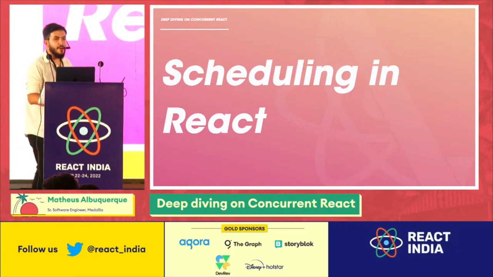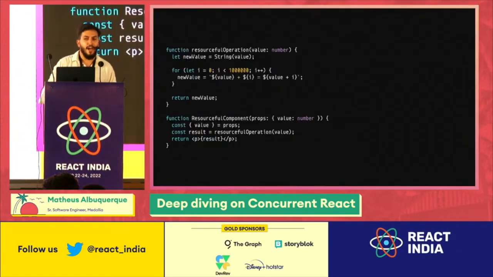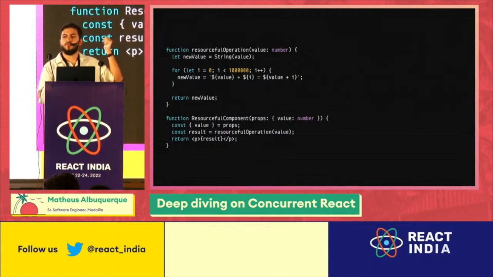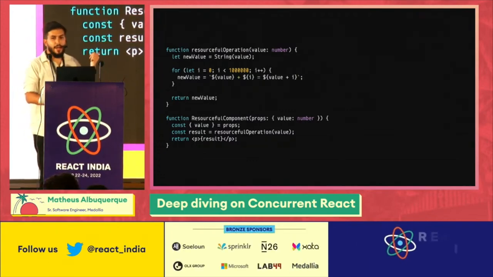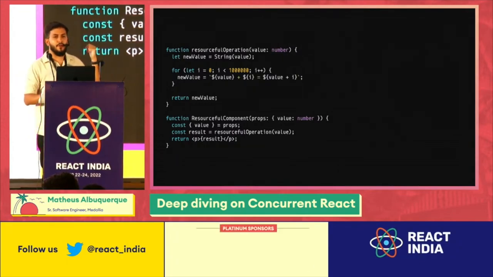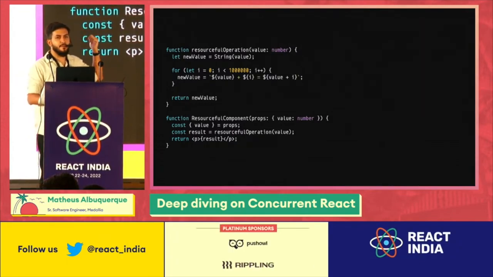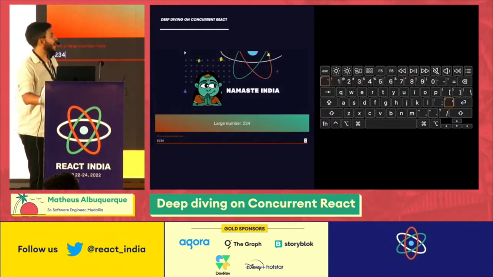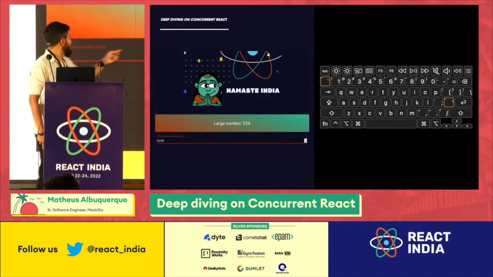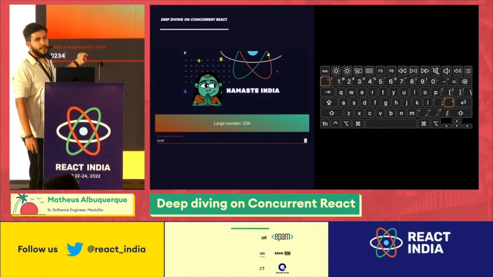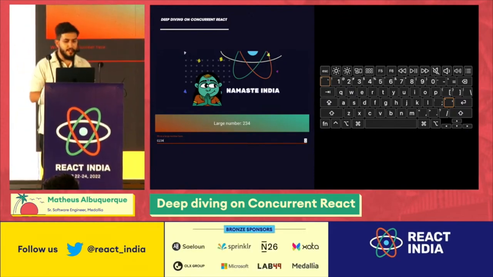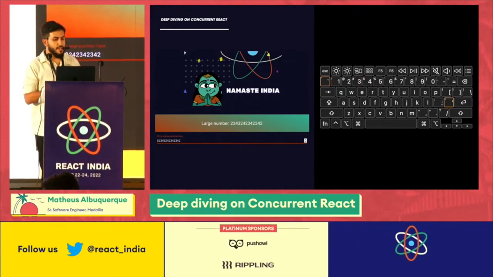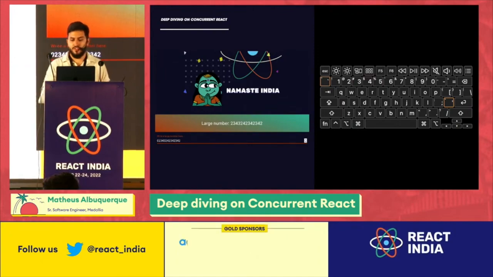To talk about scheduling in React, I have this piece of code. We have a function called resourceful operation. I hope the code is not too small. This is basically to mimic any CPU-bound operation, and in this scenario, I'm iterating up to 1,000,000. Then in my React component, I'm using this function. And you can see that as I start typing on the right, it takes quite some time to get it rendered on the left. Then it starts getting laggy, and then Chrome stops working. So that's really poor user experience.